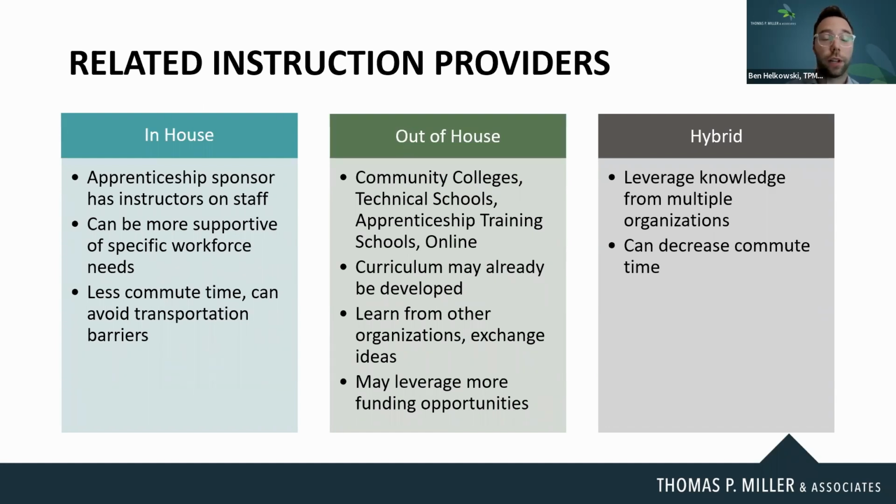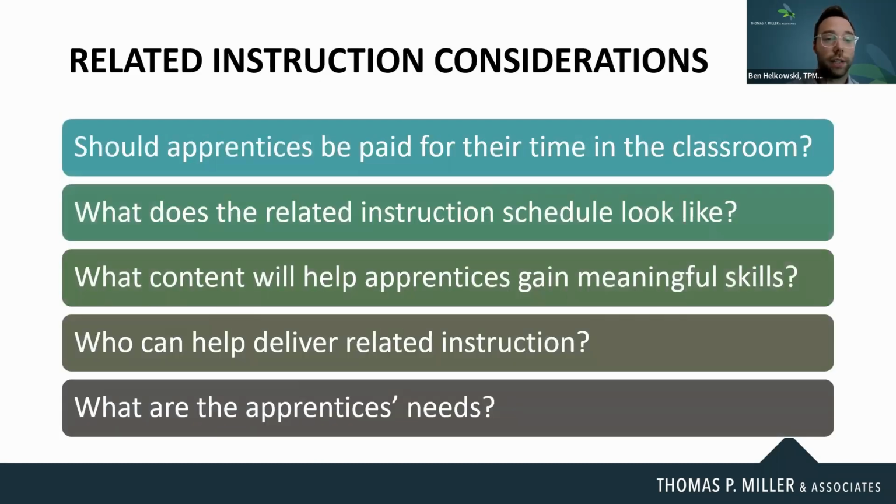The last option for related instruction is a hybrid model that leverages knowledge from multiple organizations, including your own, and it can also decrease commute time for apprentices. So to help you figure out which model is best for you, we've outlined a few considerations. Should apprentices be paid for their time in the classroom? This is not technically required, but could help apprentices from low-income backgrounds complete the Registered Apprenticeship Program.